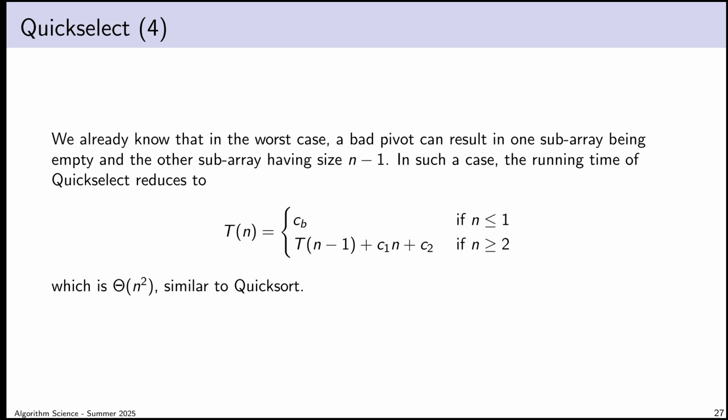We already know, though, that in the worst case, if we choose a bad pivot every single time, then one of the 2 subarrays is going to be empty, and the other subarray is going to have everything else in it but the pivot. If the pivot doesn't appear more than once, that means that the largest subarray has size n minus 1. And this is bad news.